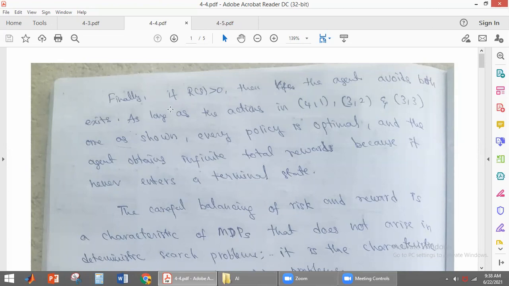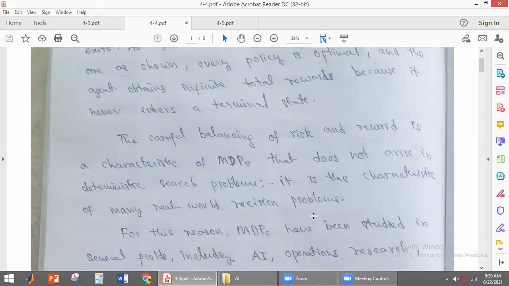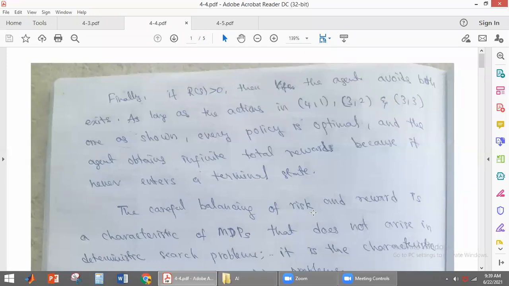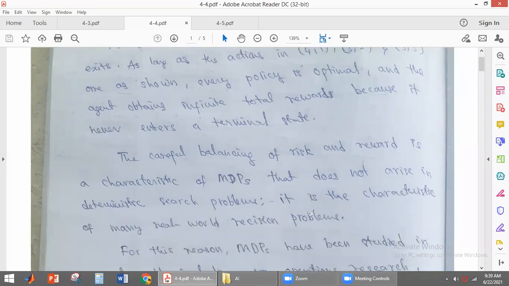Okay. So if you just see this, what is it doing here? The MDPs are carefully balancing the risk and reward. Yes or no? So it is carefully balancing. It doesn't want to take the risk to enter into -1, and it also wants to have a good reward. Yes or no? So careful balancing of risk and reward is the main characteristic of an MDP. Okay. So MDPs do not arise in deterministic problems. The MDP, that is Markov decision process, does not arise in deterministic problems. It will arise in non-deterministic problems.